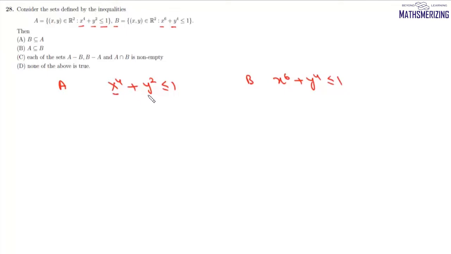Now since both the powers are even powers and this expression is less than or equal to 1, that means x to the power 4 is less than or equal to 1 and y square is also less than or equal to 1. In the same way, x to the power 6 is also less than or equal to 1 and y to the power 4 is also less than or equal to 1.